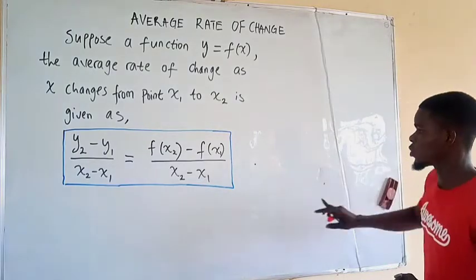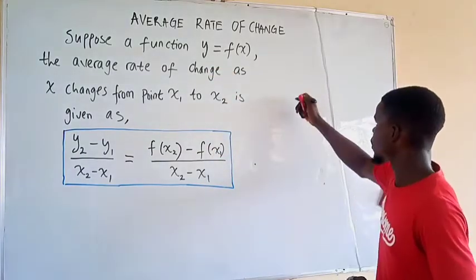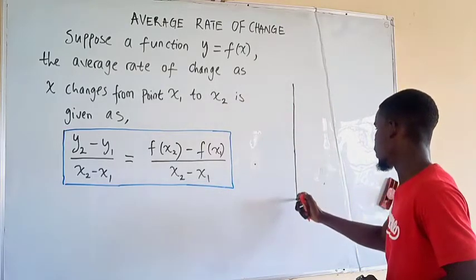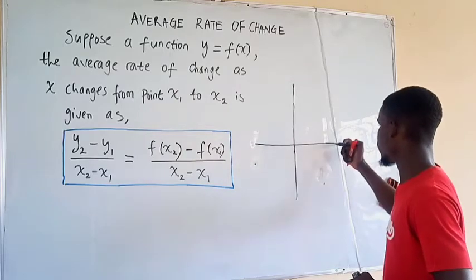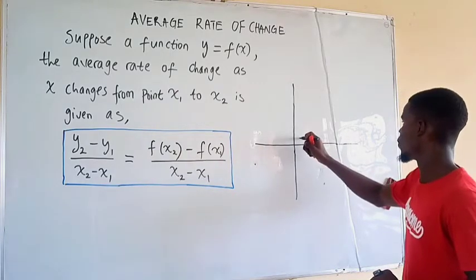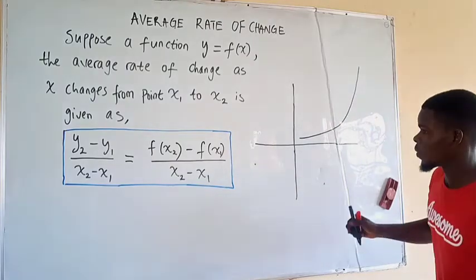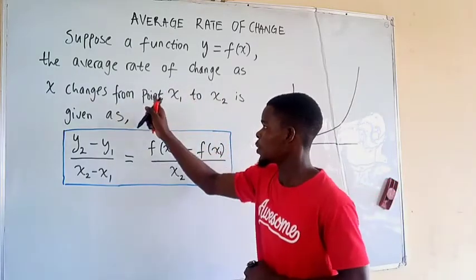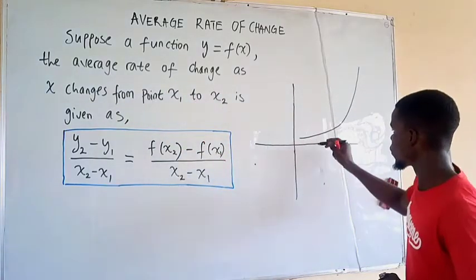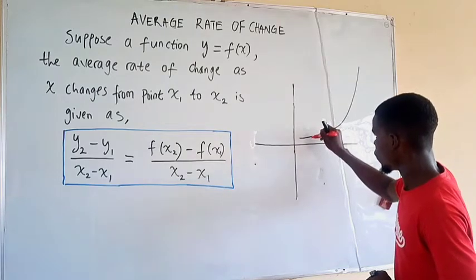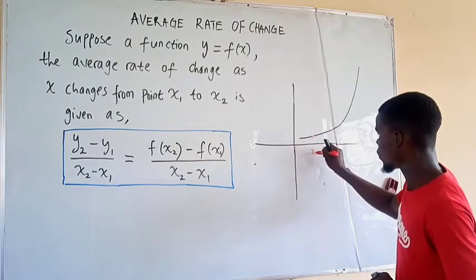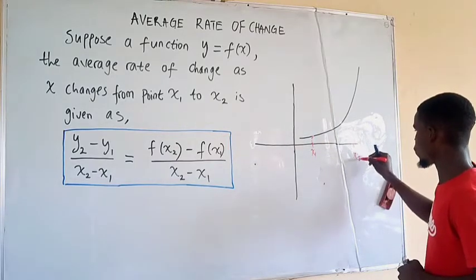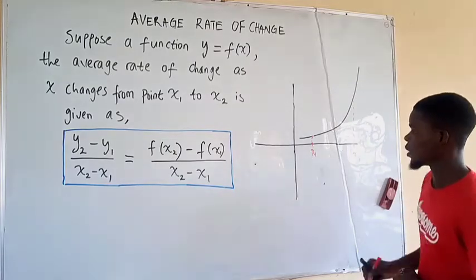So suppose we have a function f of x, which is the y, and it's just a curve. So let's give it some pair of axes. This is the x-axis, and then the curve is of this form. Good. And now we have two points, so the average rate of change as x changes from point x1 to x2. So let's pick some points. Let's say we pick this point and we call that x1, and then we pick another point here, x2, so we just dot it to show what we've got.